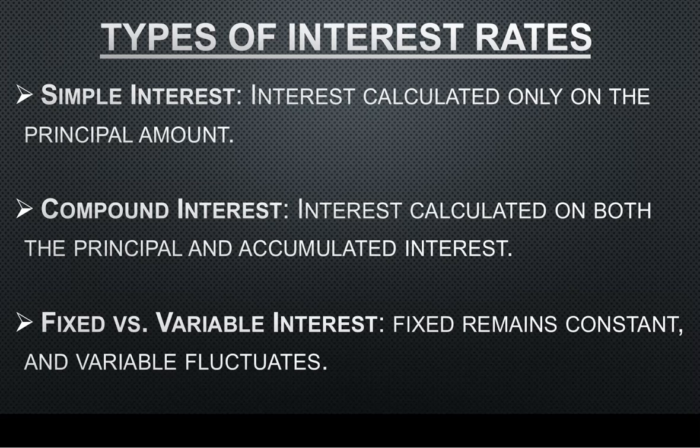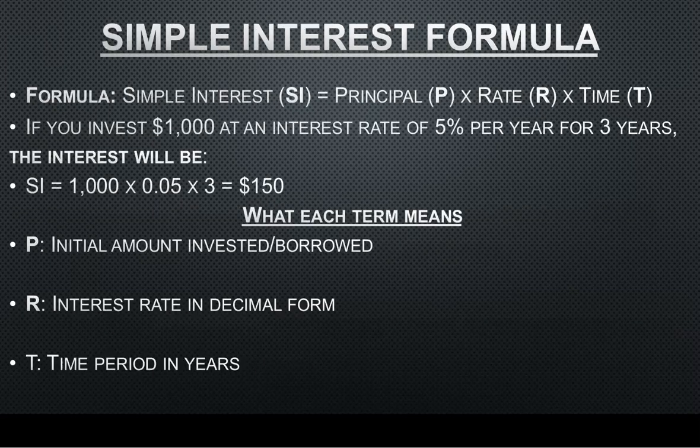There's also another type of interest. We have fixed and variable interest. The fixed remains constant. It means that for the time that you're going to take the loan or the facility, the interest rate will remain the same. If it is 5%, it's 5%. If it's 3%, it's 3%. But for a variable interest rate, the rate keeps fluctuating, which means it keeps changing. So these are the types of interest rate we have.